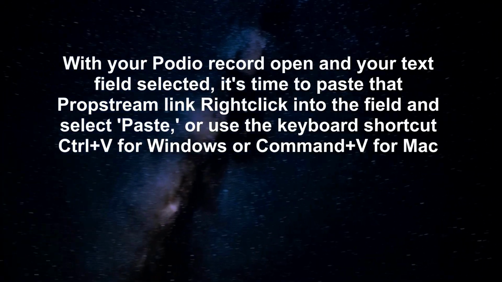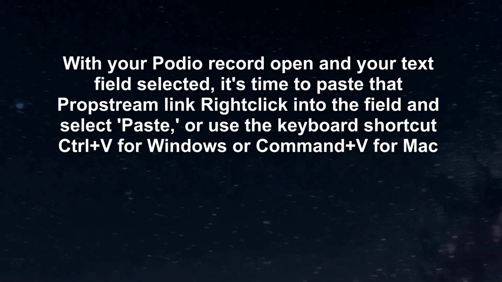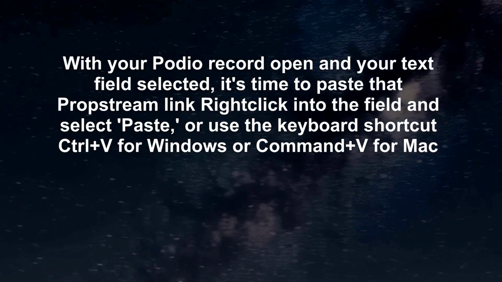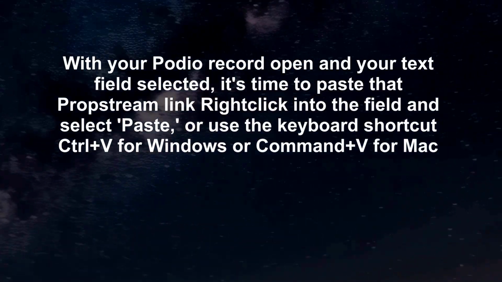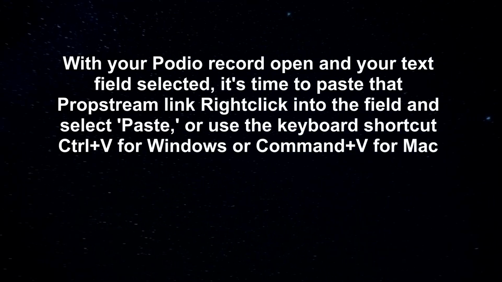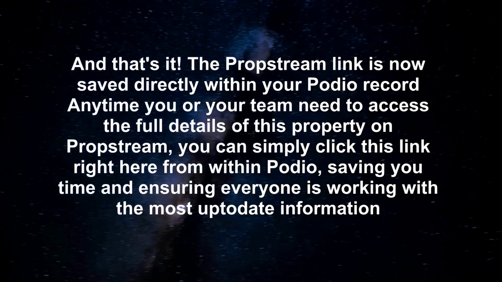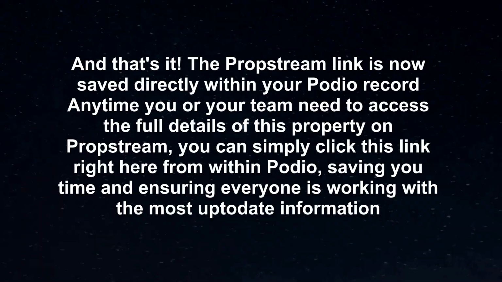With your Podio record open and your text field selected, it's time to paste that Propstream link. Right-click into the field and select Paste. Or use the keyboard shortcut Ctrl+V for Windows or Command+V for Mac. And that's it. The Propstream link is now saved directly within your Podio record.